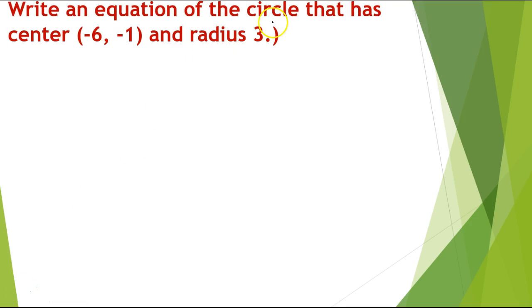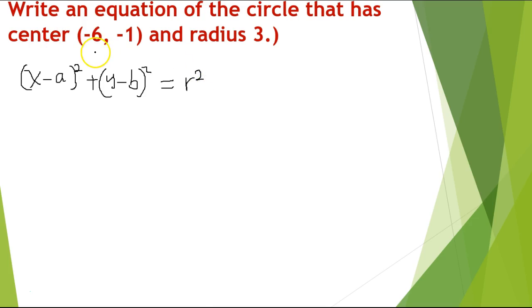Write an equation of the circle that has center (-6, -1) and the radius 3. Okay, so before we were given the equation, now we are to write the equation. So what we do is sketch our model of the equation. (x minus a) squared plus (y minus b) squared equals r squared.